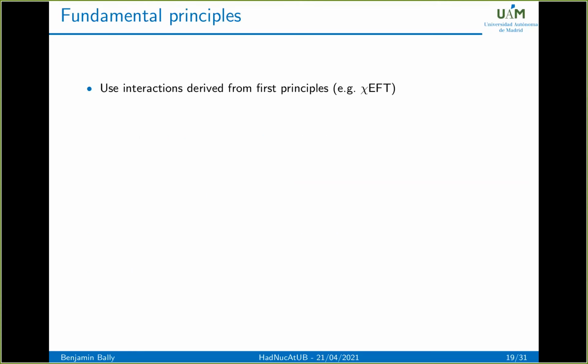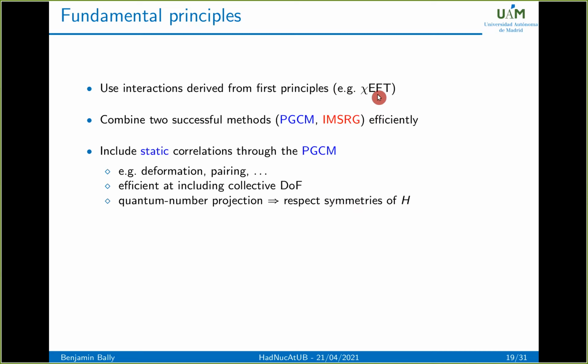It's something that I collaborated on with people when I was in the United States, from Chapel Hill and Michigan State University. The goal was to combine two approaches: the PGCM, the method I described, with the MSRG, which is one of the specialties of people at Michigan State University. The two methods are very successful, but they can be combined to obtain something even better, or at least something that can be used better for certain physics.